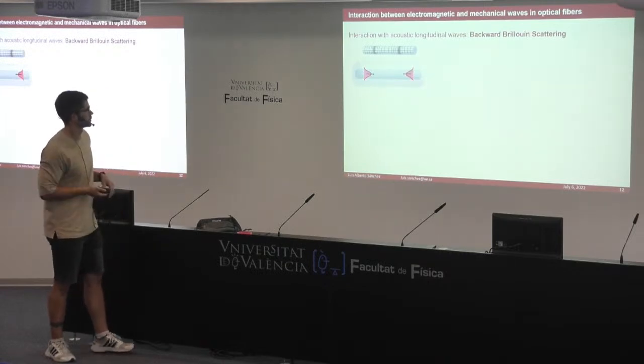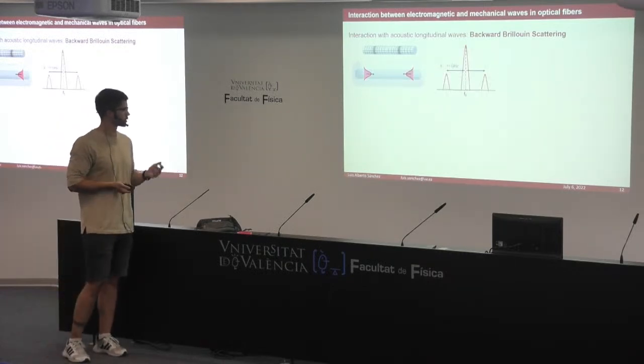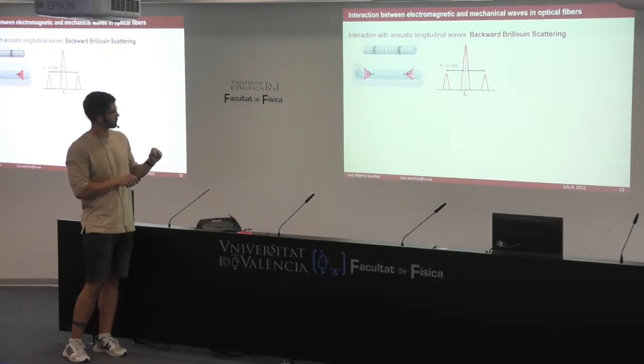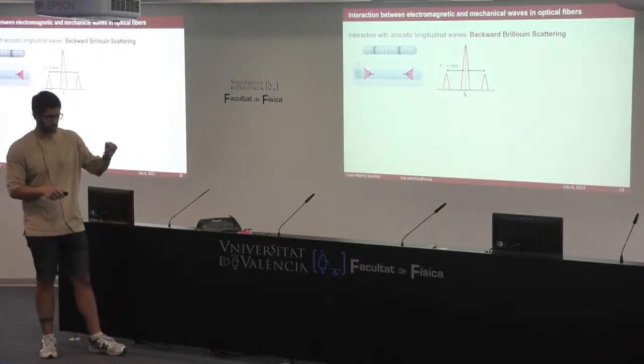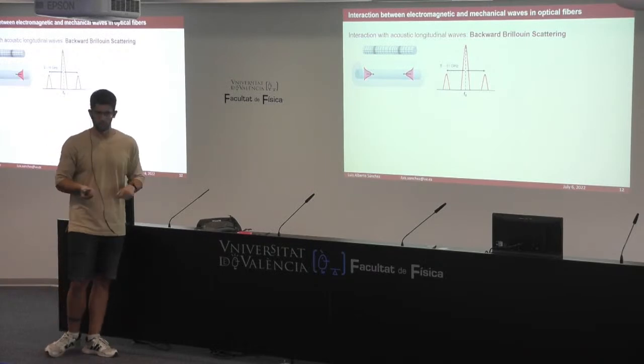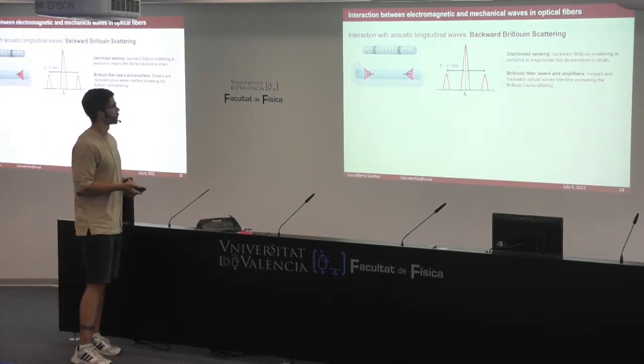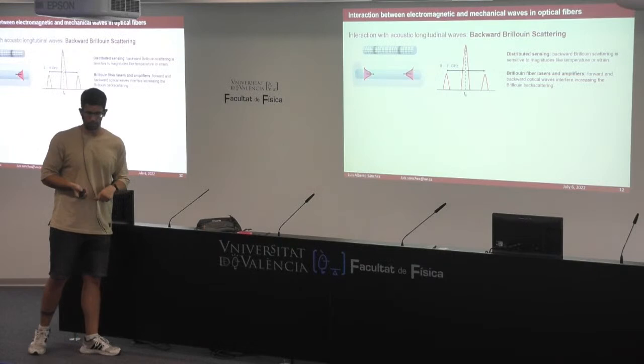But in science, there are some applications for this. If you take a look at the spectrum of the reflected wave, you will see that the frequency of this light is slightly detuned from the input light. Usually in optical fibers, this detuning is around 10 gigahertz. With this detuning, you can do a lot of things.